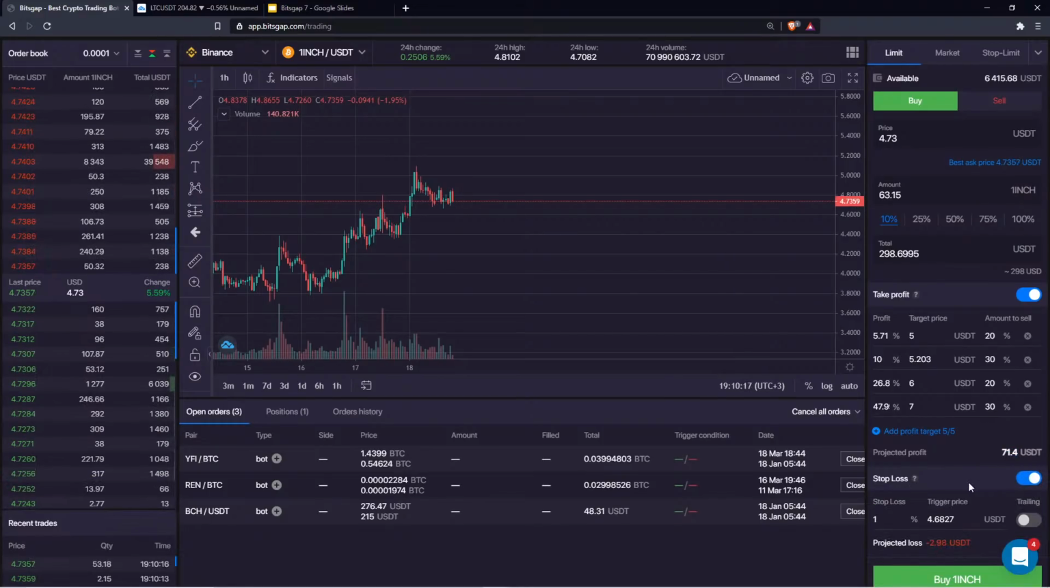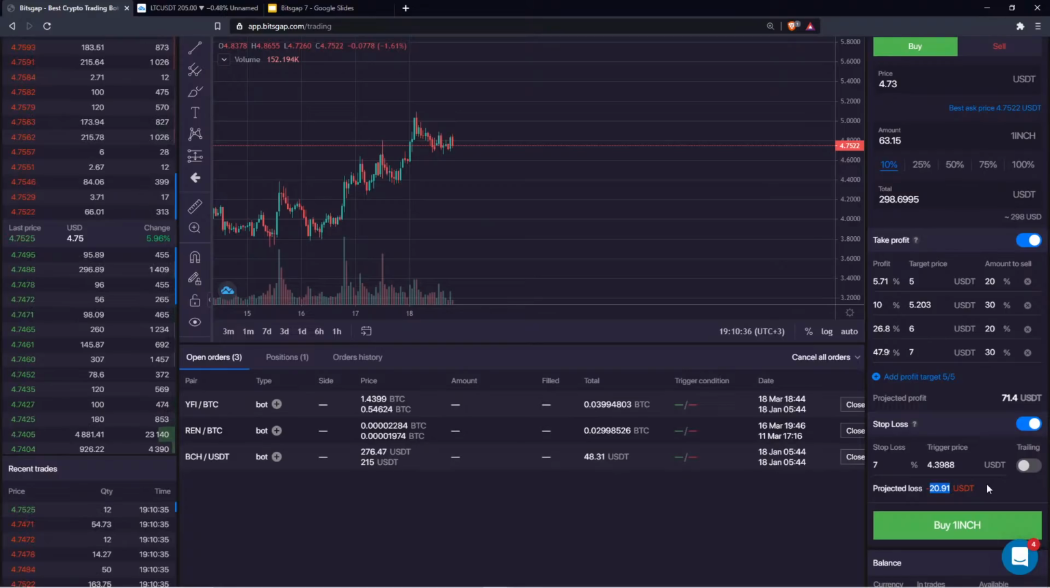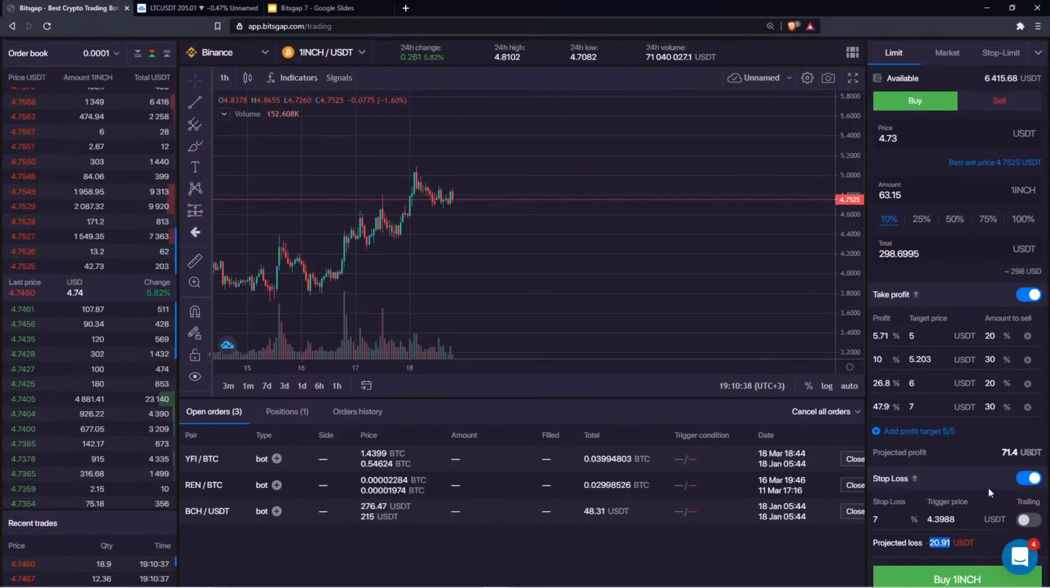And as for the stop loss, let's say we want to plot it at 4.5 or somewhere around this area. That's 4.4. So you see from the current price down to the stop loss, the gap is 7% from your entry price. And the risk here is losing 20 USDT. So you risk $20 for the reward of 71 USDT.